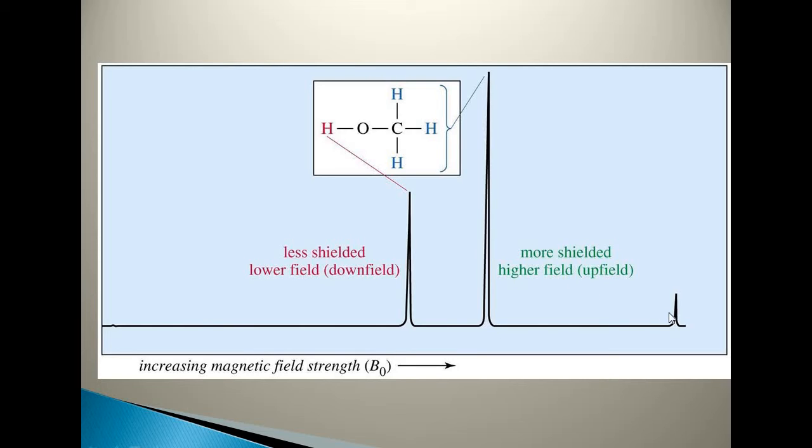Upfield means towards TMS. And this proton is less shielded, means the electron density around this proton is very less. So it will be detected as a lower field or downfield, means the amount of magnetic field required for this proton to come into resonance is very low. And you can say it is detected at a downfield with a high delta value, because this is 0. So ultimately consider this is nearest to TMS, and as you go far from the TMS, the delta value increases.